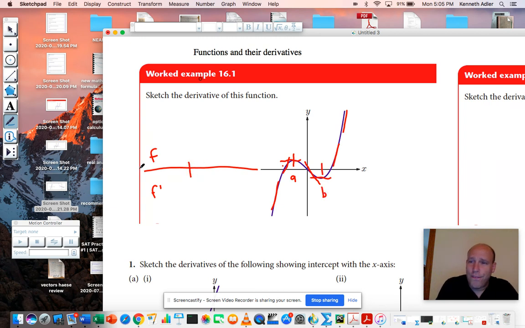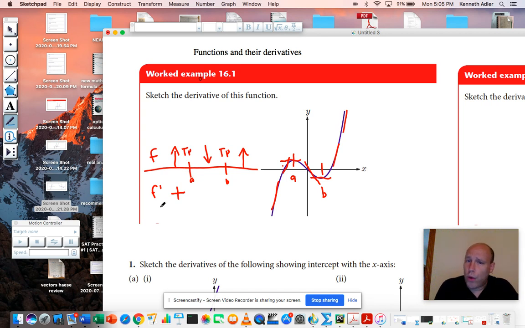From negative infinity to A, my function is increasing. At A, I have a turning point. From A to B, my function is decreasing. At B, I have a turning point. And from B to infinity, my function is increasing. Well, what does that say about the surfboard? If the function is increasing, the derivative is positive.